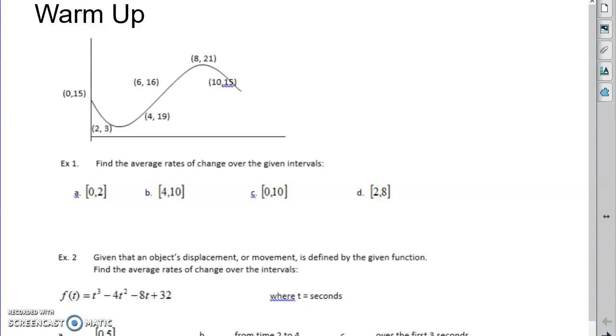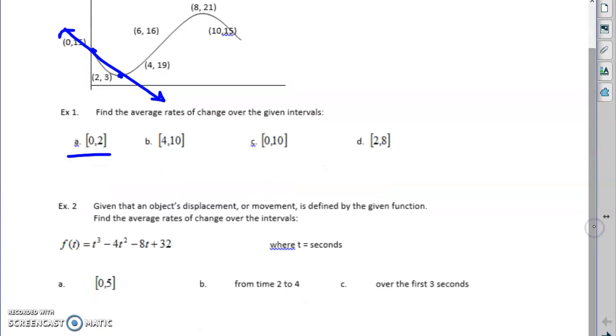I put a couple warm-up problems up here for you. I'm not going to bother doing them. You know exactly what this should be. If I was going to find the average rate of change over the interval from 0 to 2, I'd be finding the slope of that secant line right there, which looks to me to be a negative, change in y over change in x. We also talked about average rate of change being an object's velocity.